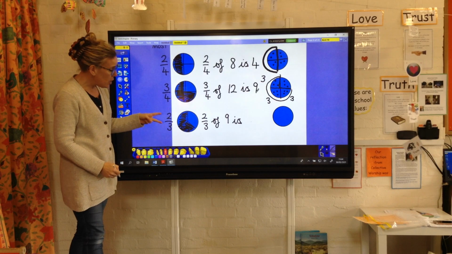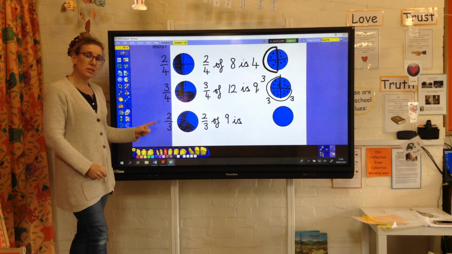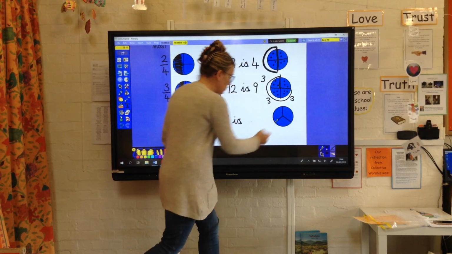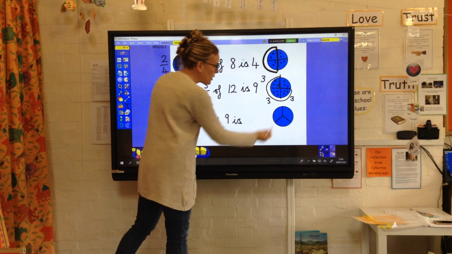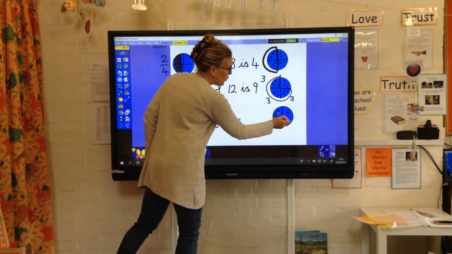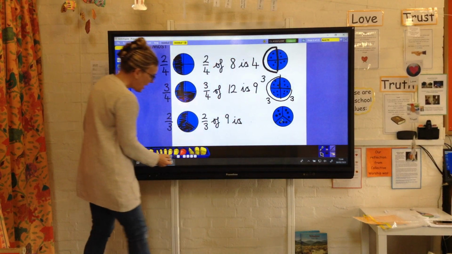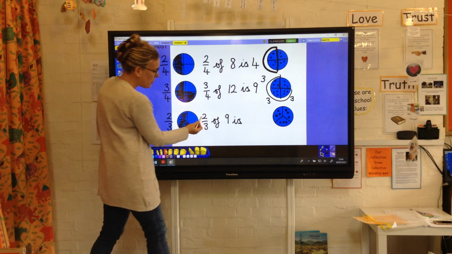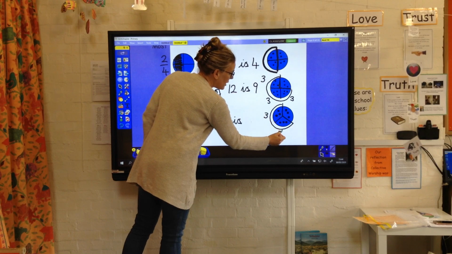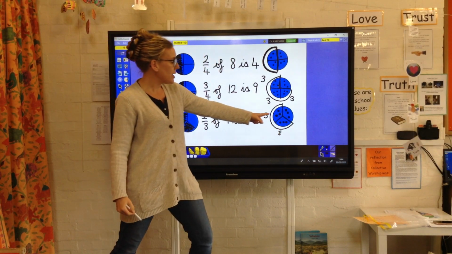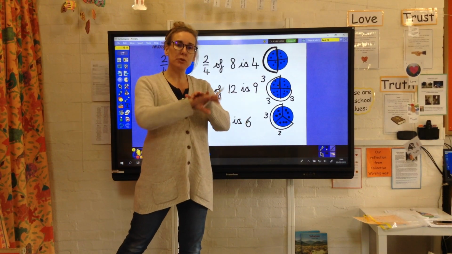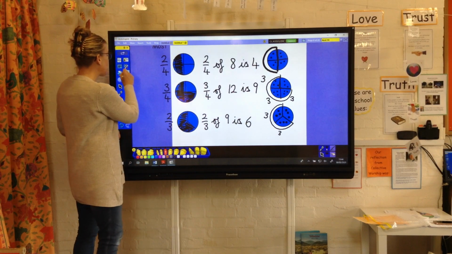So on the last one here, we've got 2/3. The number at the bottom tells us how many bits to split it into. So I'm going to split it into 3 parts. I'm going to share out that pepper, and it says 2/3 of 9. I need to remember that I want 2 of those thirds. Each of those thirds is 3. So 3 and 3 is 6. Make sure when you're working it out that you do add all of those parts together.